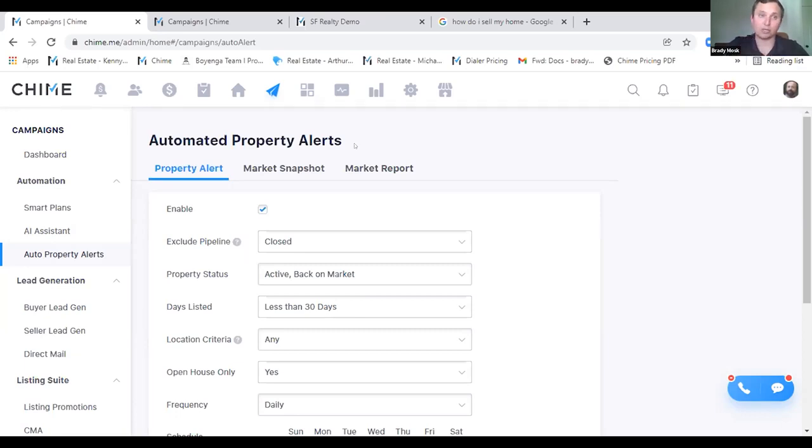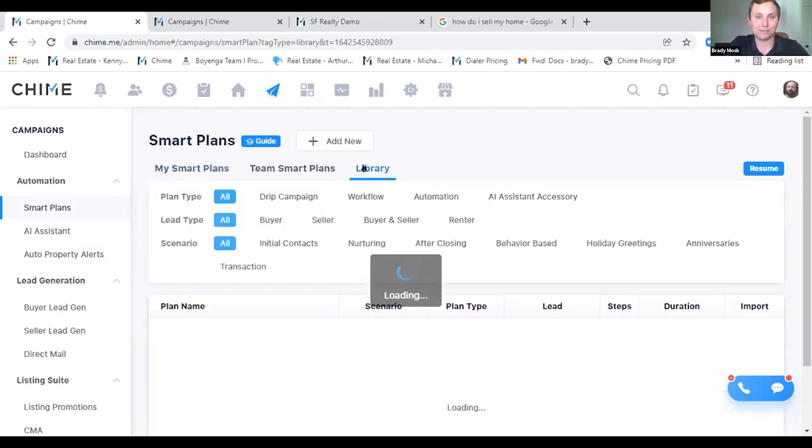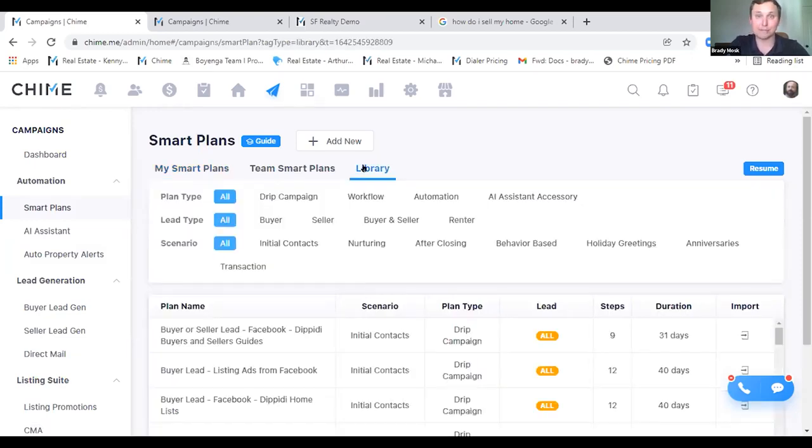Those property alerts should go hand in hand with your drip campaigns as well. Smart plans here in Chime. When we talk smart plans in Chime, guys, you don't have to create it all from scratch. Use our library of pre-written drips, steal this content, rewrite it, add your videos, add your pictures in there, and then start dripping this content out to your leads as new leads are created, right? Auto texts, auto emails, automatic call reminders of when we need to follow up.